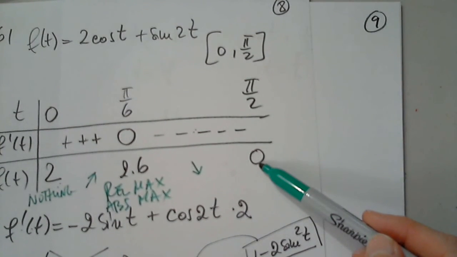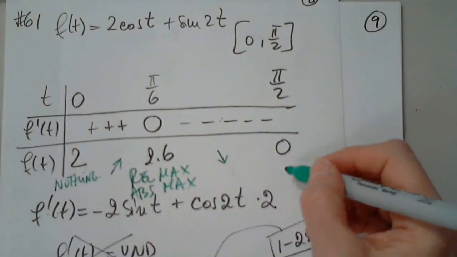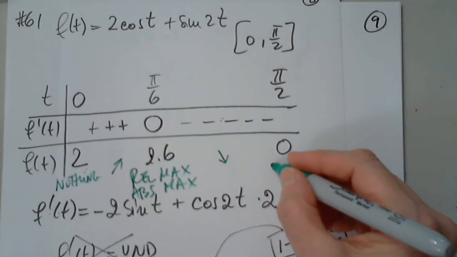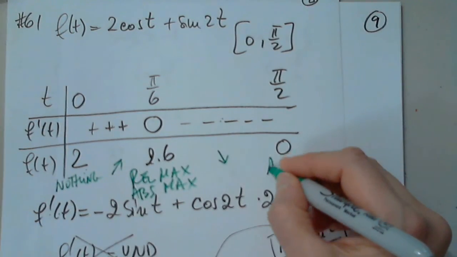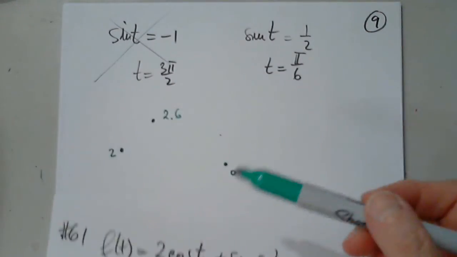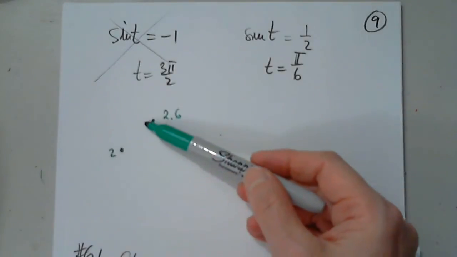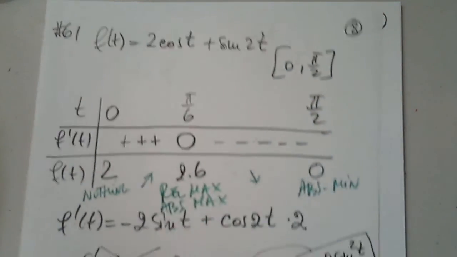Pi over 2 comma 0. Absolute minimum. Thank you very much. Very good. It cannot be relative, it's at the endpoint of the interval, but it's the smallest possible value of this function.